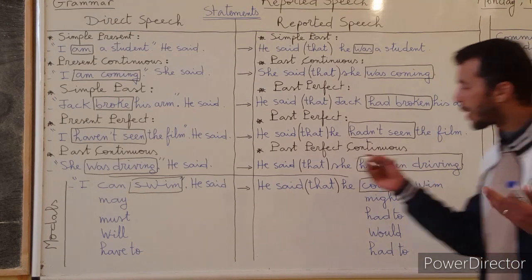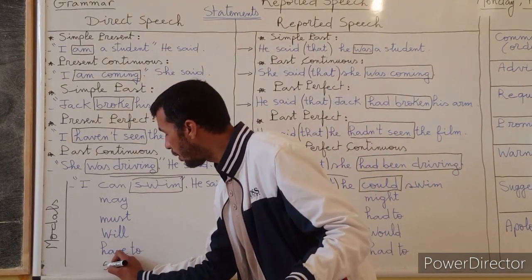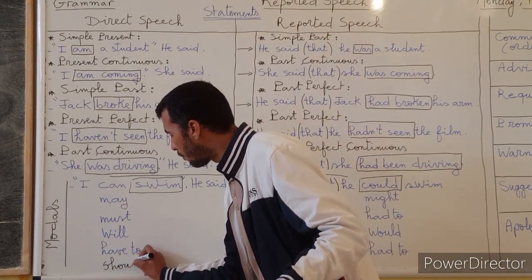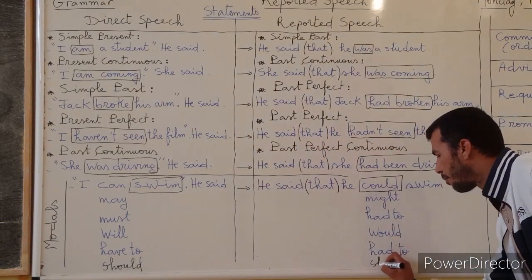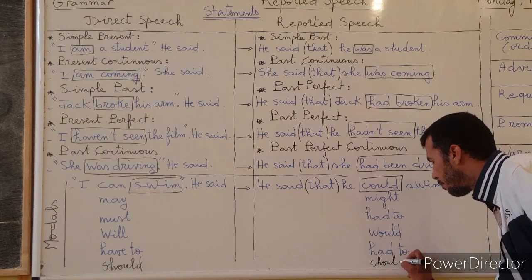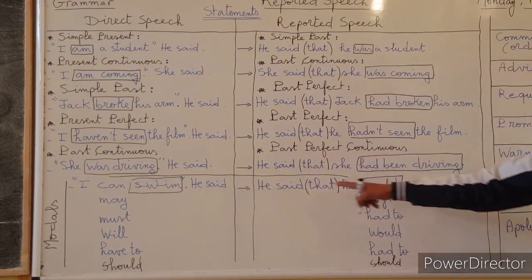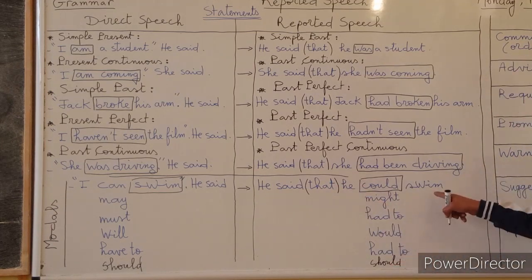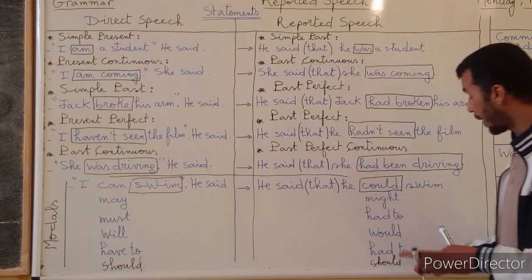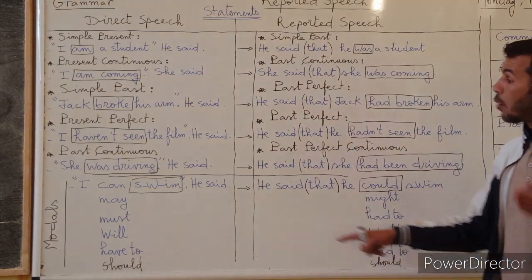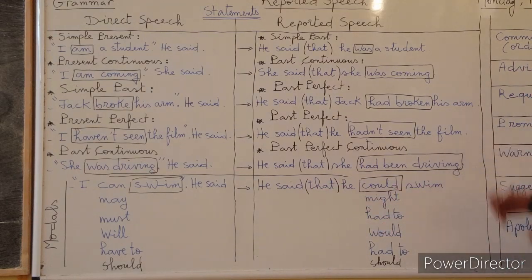So, for example, I gave just an example of what is not here. If we have should, no change. Should. For example, I should swim. He said that he should swim. Would: if we have would here, no change once again, it's would. Like I would swim, he said that he would swim, etc.